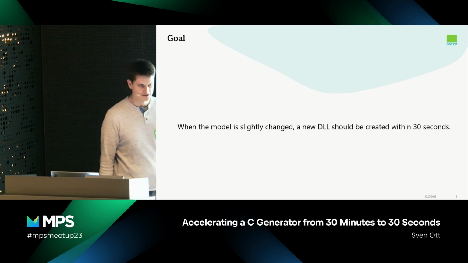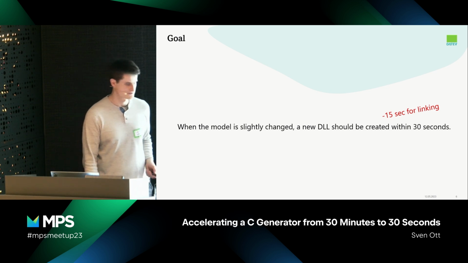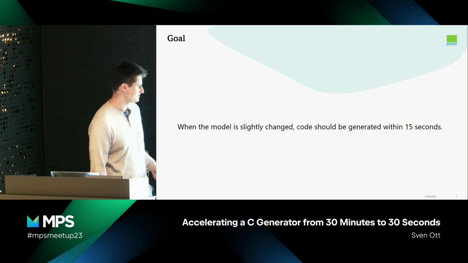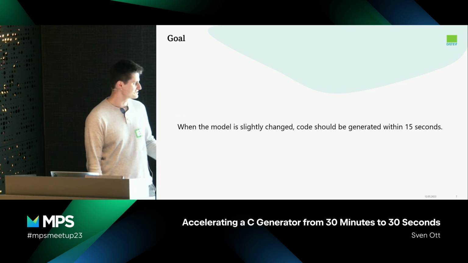But if we consider that compiling and linking all generated object files together already costs 15 seconds and there's not much we can optimize, the goal is actually that when the model is changed slightly, code should be generated within 15 seconds. So our goal was to decrease the generation time from half an hour to 15 seconds.